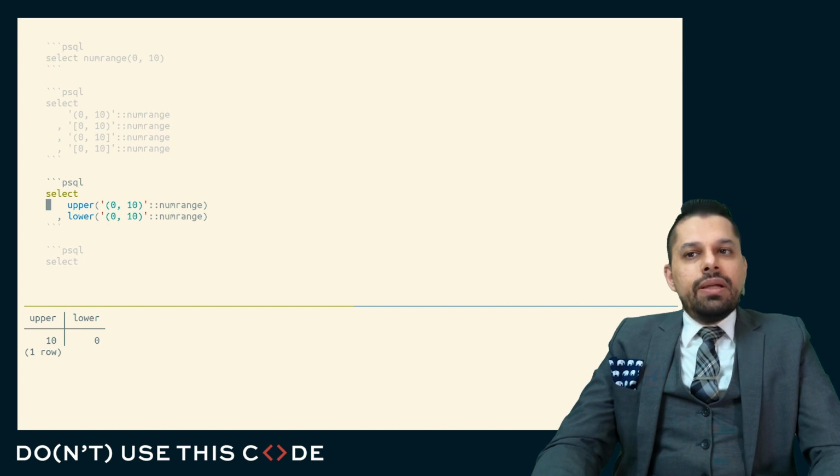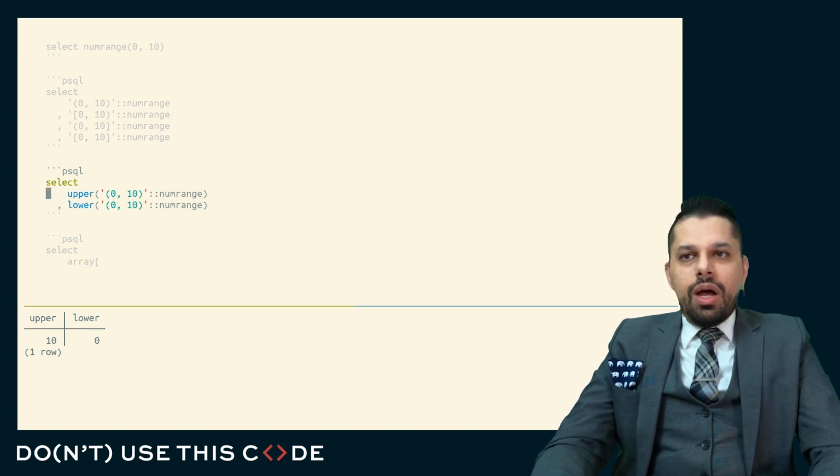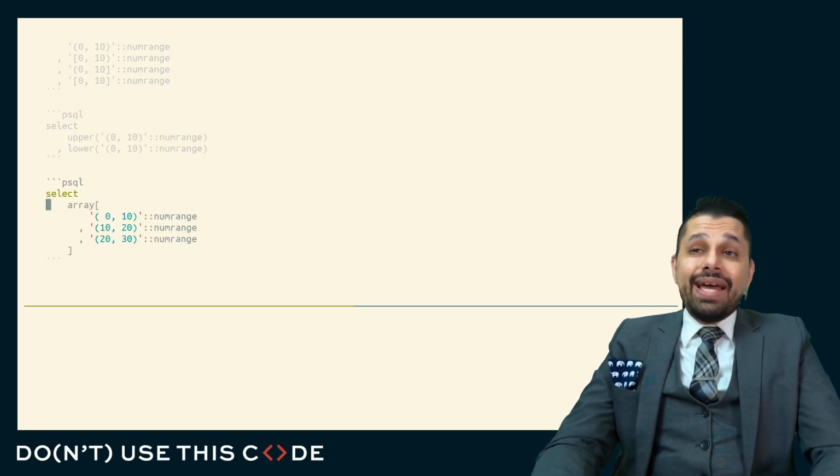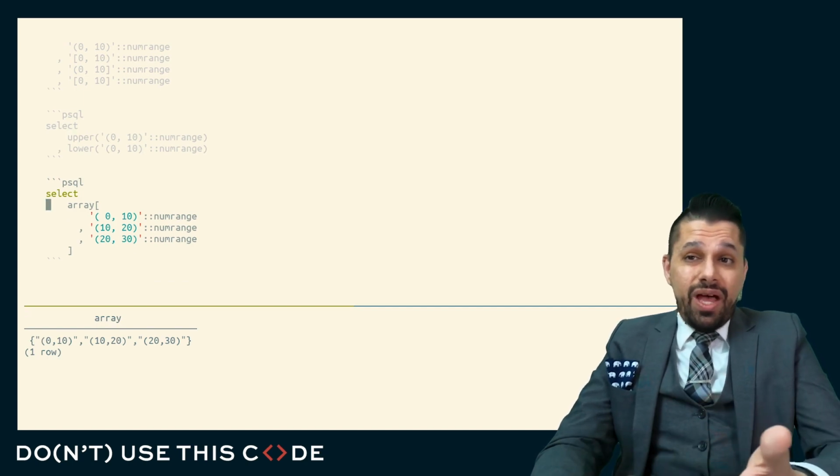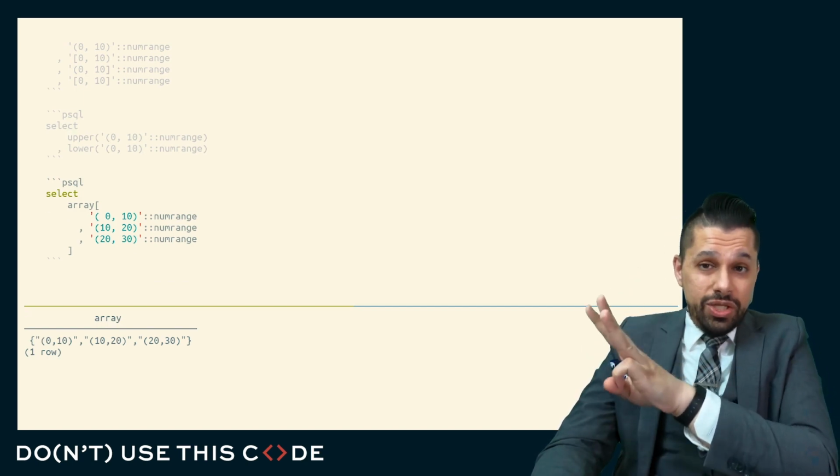If I have a range, I can query that range for what its upper bound and its lower bound is, and I can store these like any other value in an array. So this is an array of 3 ranges.